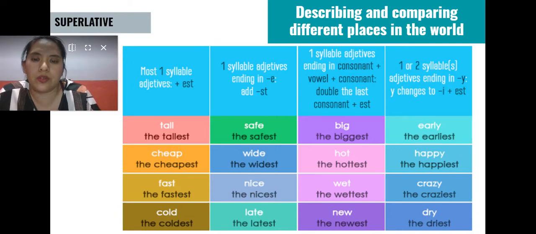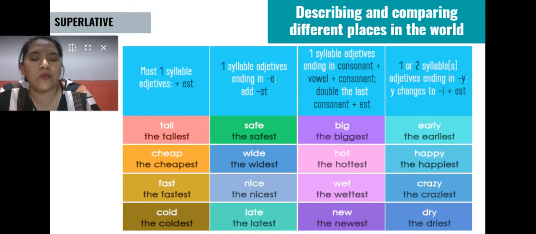And it is possible that we have one syllable adjectives ending in E, but the E is usually silent. Then we are adding only the ST. Safe, the safest. Wide, the widest. Nice, the nicest. Late, the latest.